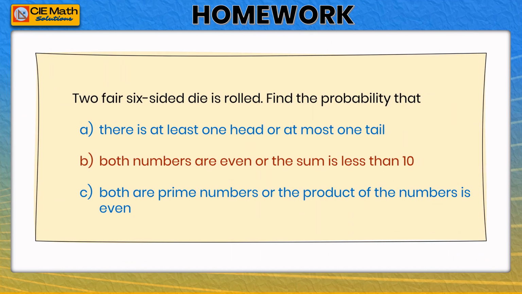For your homework, 2 fair 6-sided dice are rolled. Find the probability that A. there is at least one head or at most one tail. B. Both numbers are even or the sum is less than 10. C. Both are prime numbers or the product of the numbers is even.